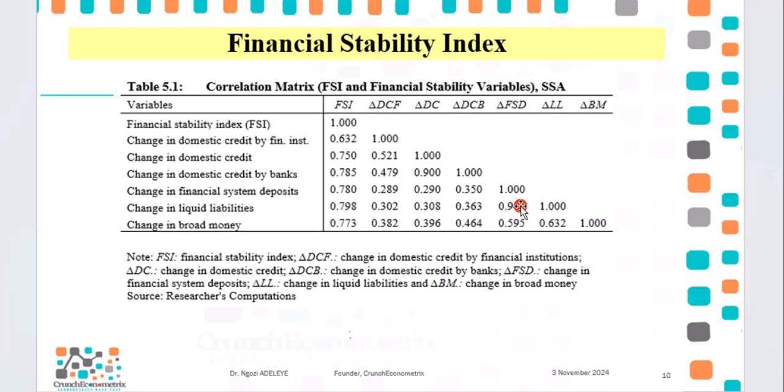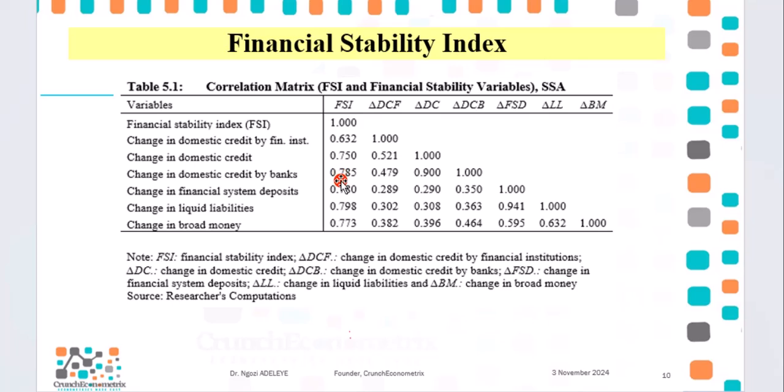Again, if you look at the financial stability index and the correlations with these individual financial stability variables, the correlation matrix shows that the correlation coefficients are very, very high: 0.773, 0.798, the lowest is 0.638. So this shows you that indeed creating an index is very necessary.